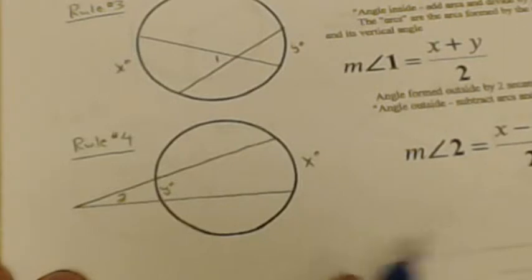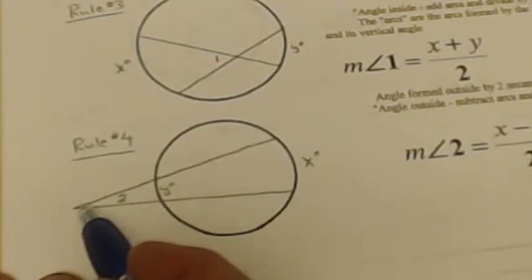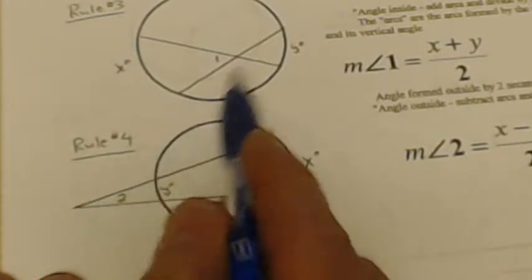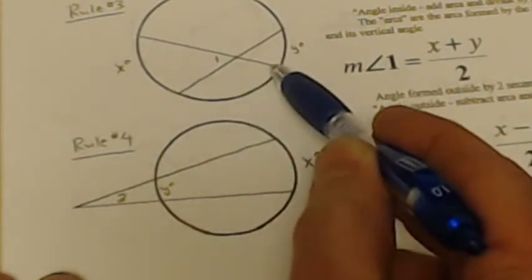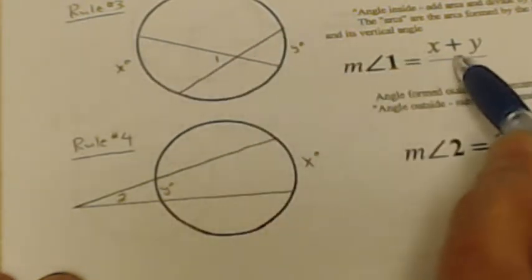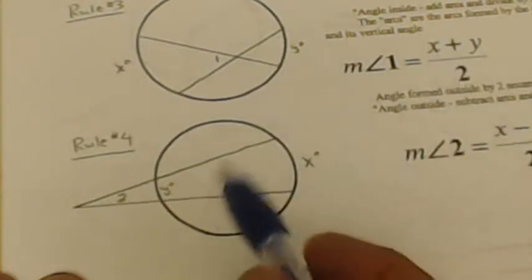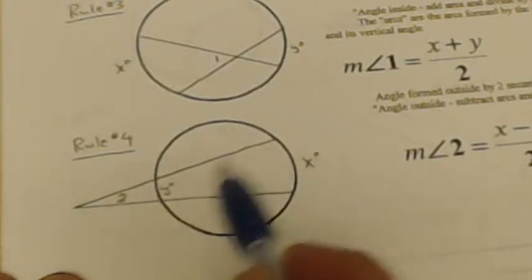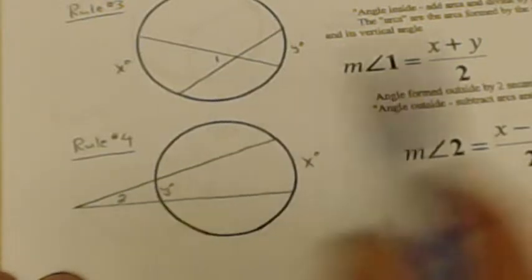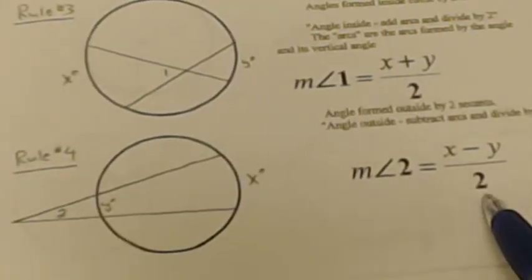And in the last case, the vertex is outside the circle. It's a very similar rule to the rule up above on the inside. Notice how the inside arcs and chords sort of make a plus sign. That might remind you about the plus sign here. When the vertex is on the outside, you subtract the 2 arcs and divide by 2. So there's your rule.